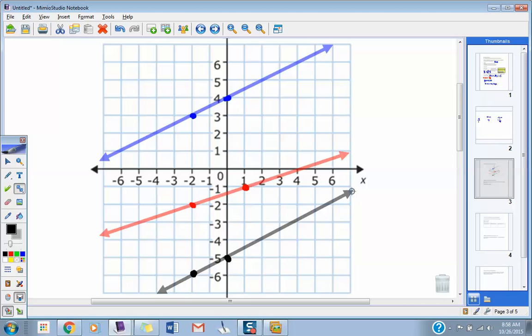I'm going to give you a minute. Just go ahead and graph those lines like I have. Pick the specific points like I have. Get that graphed in there like I have. Again, I apologize for not putting those lines in there.